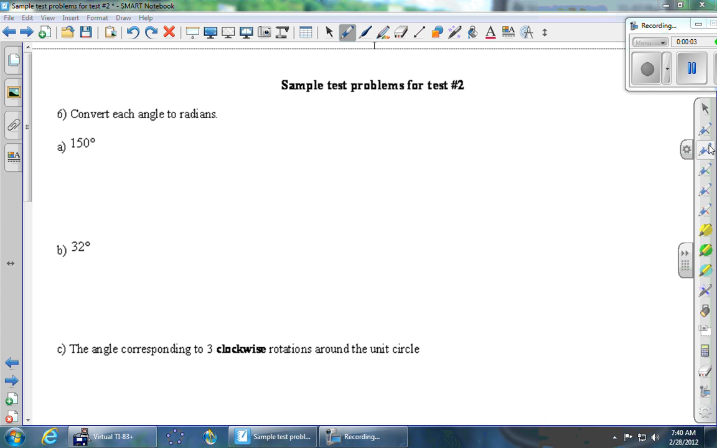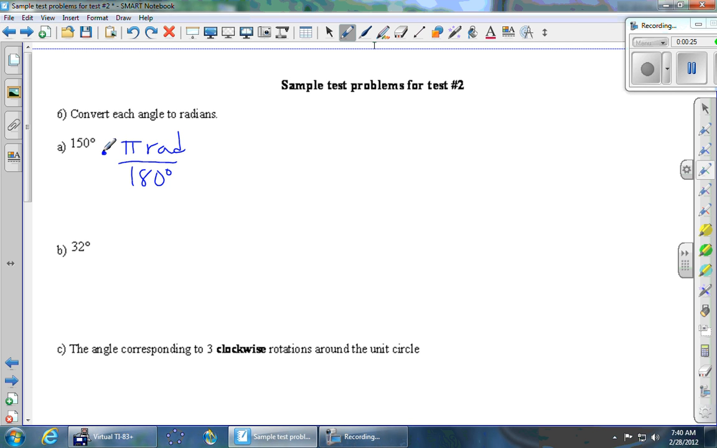This is problem number 6 on the sample test problems for test number 2. Convert each angle to radians, 150 degrees. Okay, so the idea here is to multiply by the right form of the number 1, and in this case, multiplying by pi radians divided by 180 degrees.